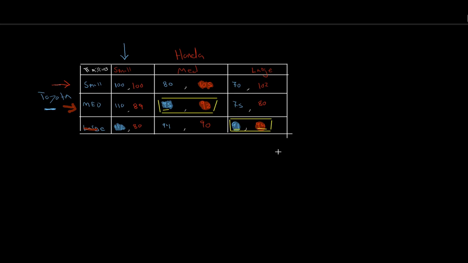But for this purpose here, all we're going to be able to identify is that we have two Nash equilibrium at medium, medium, and large, large. That is really our outcome in this case here. Two potential Nash equilibrium.